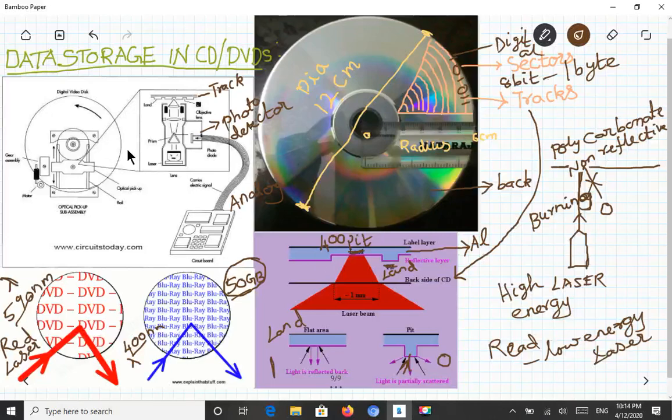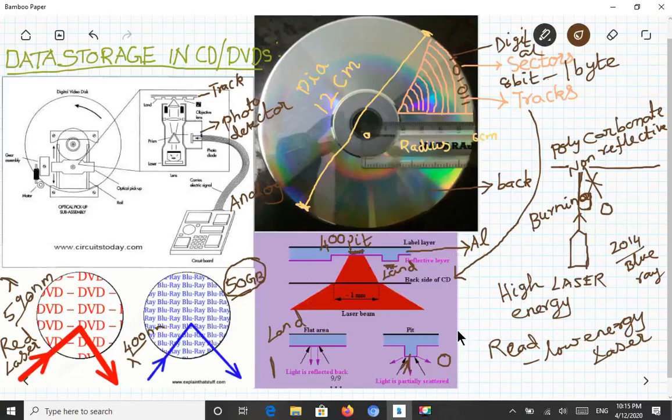So in the previous topic I showed you that 2014 is the discovery where the blue color laser light has been discovered, blue color LED. So from LED, laser will also be discovered. So blue laser. So after 2014 you are getting a Blu-ray due to the blue color laser LED. So this is the reading and writing process of data in a CD, DVD or Blu-ray.